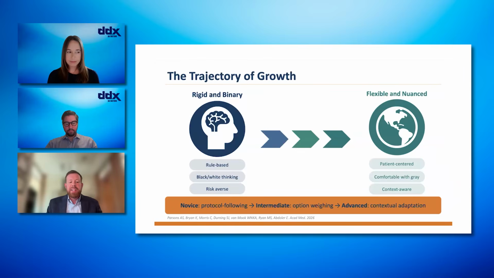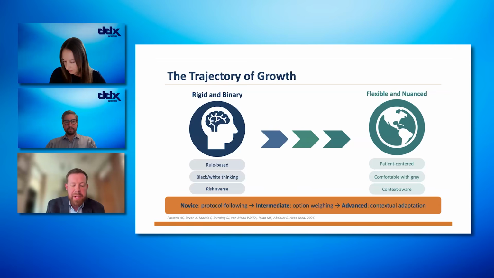So in a similar study, we looked at what the developmental trajectory of management reasoning is from medical school to residency. And context is a huge issue here. Early on, our learners tend to be rigid and binary. They follow protocols. They think in terms of right and wrong answers, and they're generally risk averse. This is the kind of expected at the novice stage.